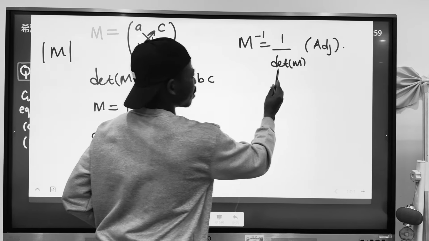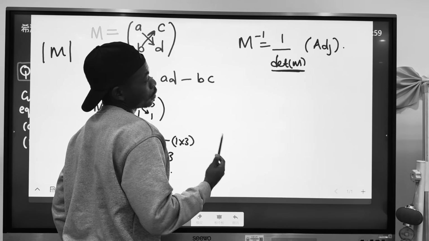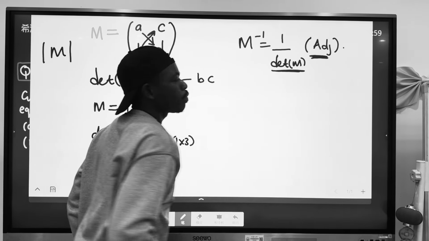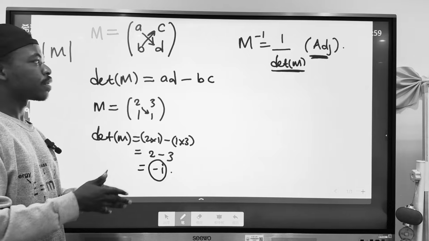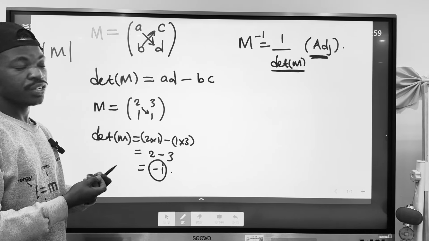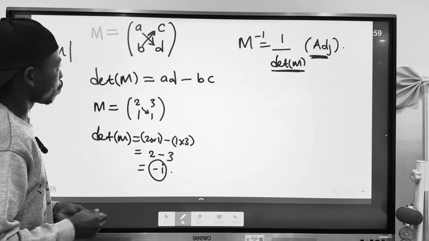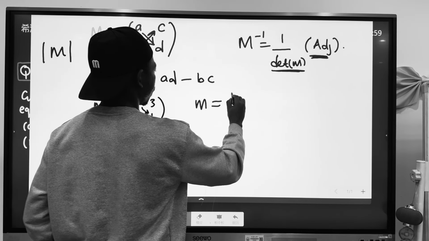Now, we know what the determinant means. We know what it is, but how do we find the adjoint of a matrix? In this case, what you're going to be given is a 2 by 2 matrix. So to find the adjoint of a 2 by 2 matrix is super easy. So for example, what you just need to do, like here I had this matrix.